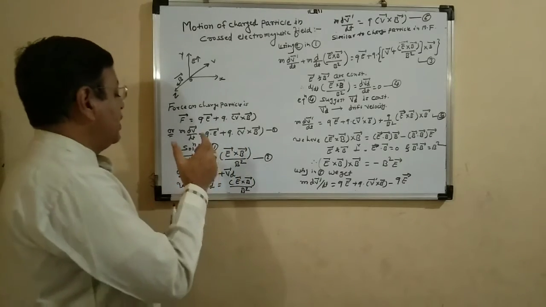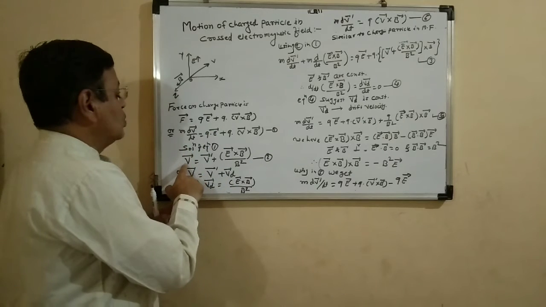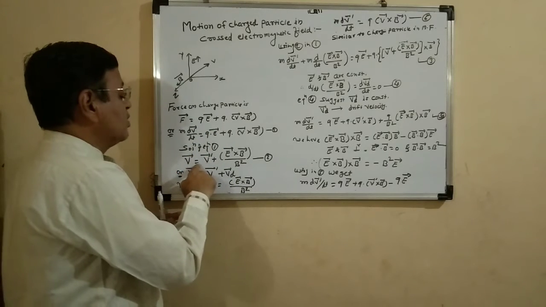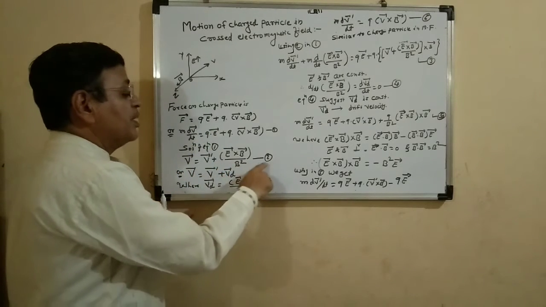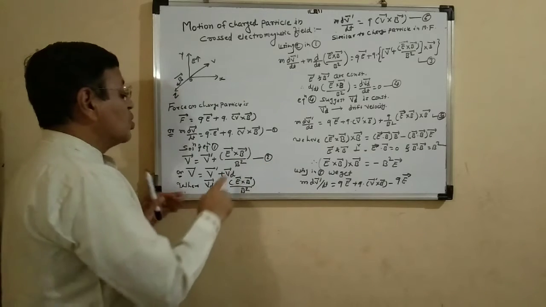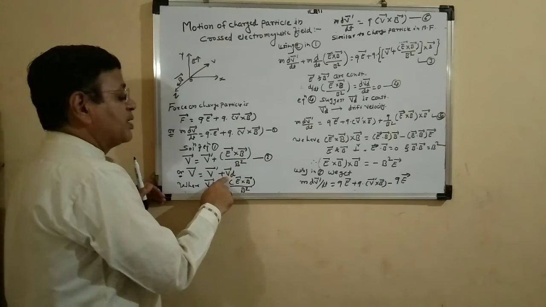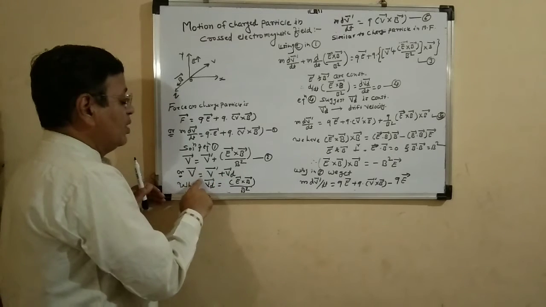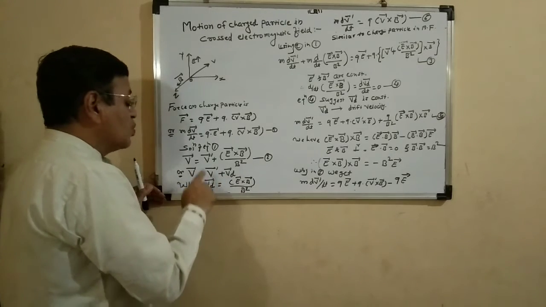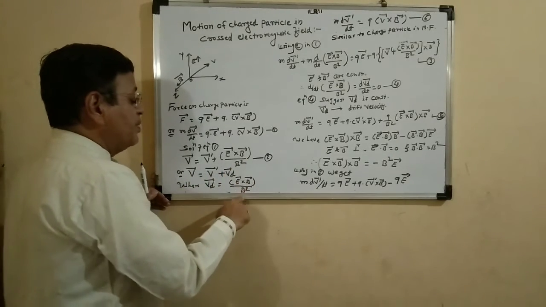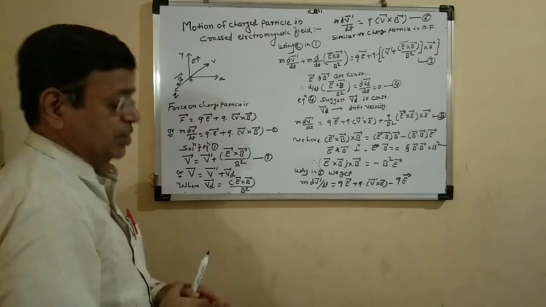Solving it mathematically, we get the solution of this equation as V = V' + (E × B)/B². Call this 2nd. Instead of (E × B)/B², we put one constant, say vector Vd, so we write V = V' + Vd, where Vd = (E × B)/B² is nothing but our drift velocity.